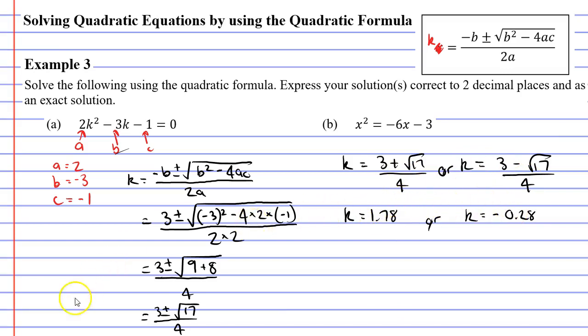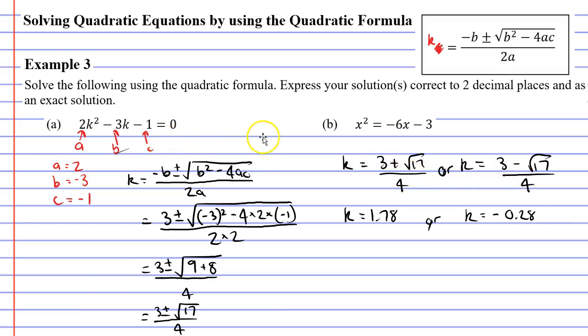Why do we call these solutions exact solutions as opposed to the other solutions where we've rounded them to 2 decimal places? Well, if you think about it, when you round to 2 decimal places, that's not an exact solution. It's been rounded. Whereas the solutions above have not been rounded, they are exact.